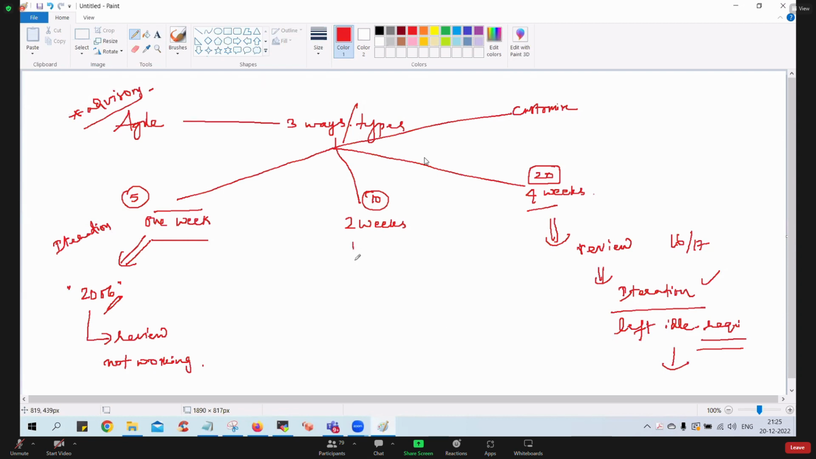Then most of the companies switched to the 2 weeks model around 2008, guys. This was the year when a lot of companies switched to the 2 weeks model. Okay. And a lot of companies are satisfied with this proposal.